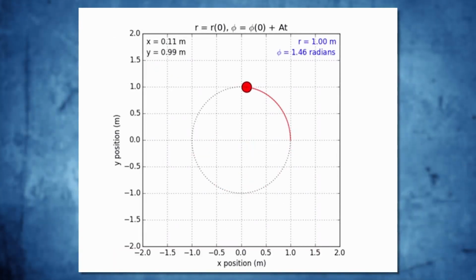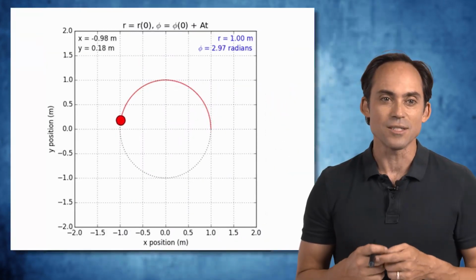So now let's go a little bit more detail on specific types of motion, and we're going to start with our constant rate circular motion, so going around in a perfect circle at a constant angular rate.